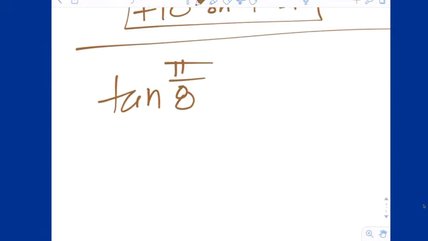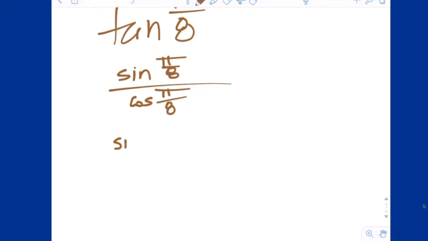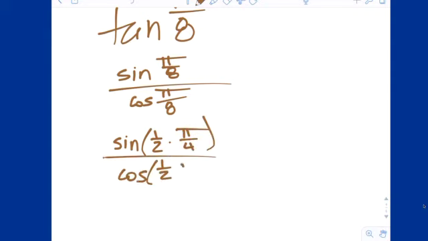So tangent of pi over 8 is the same as sine of pi over 8 over cosine of pi over 8. So this would be kind of your first step with pi over 32. And now that's the same as sine of 1/2 of pi over 4 all over cosine of 1/2 of pi over 4.